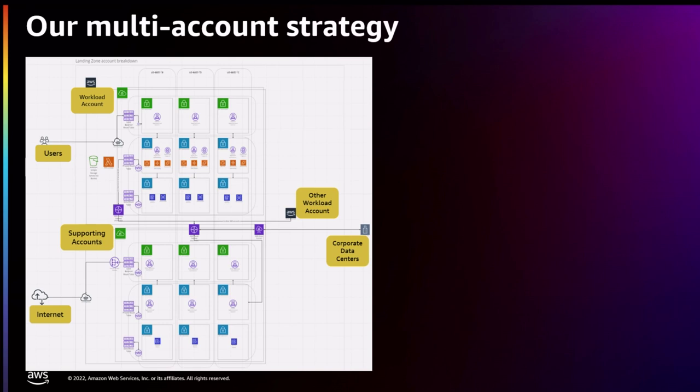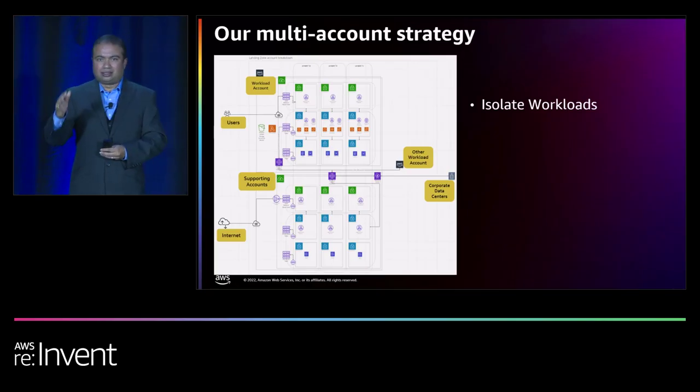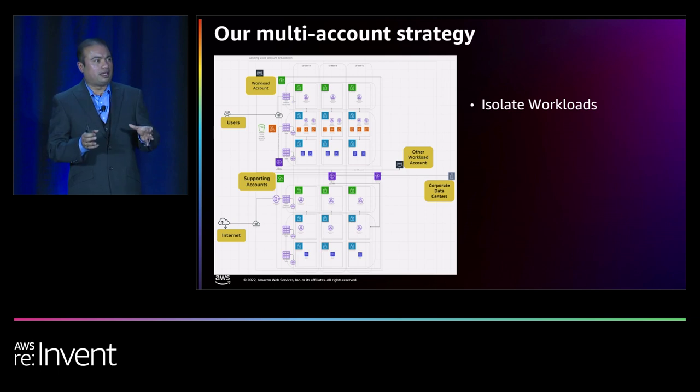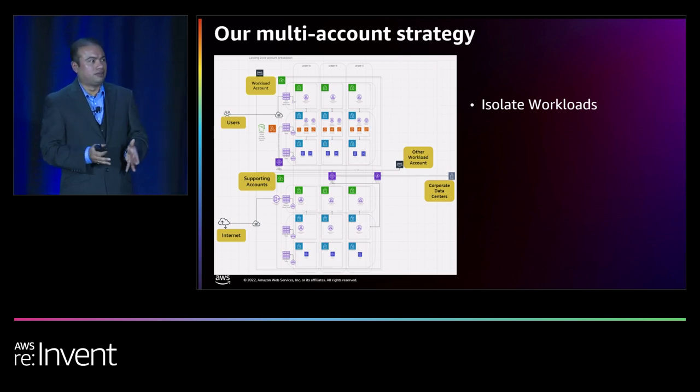One of them being our multi-account strategy, right? Why do this? You start hosting too many services in the same account, you lose granularity, you lose auditability, you lose accountability, right? So the first thing we can easily see is workload isolation. And what's a workload? It's a variable thing. There is no prescriptive guidance on what has to be a workload. Whatever fits a modularized collection of logically related services, right?